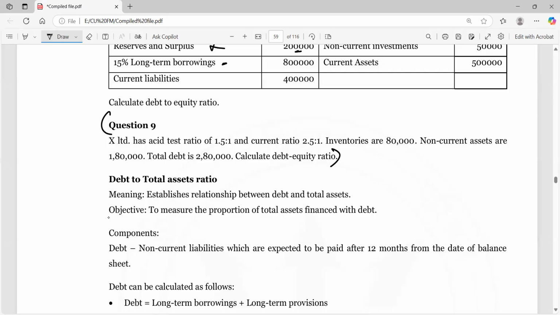Zero point two. Oh, wait. 0.2. Oh, 2:1. 2:1.